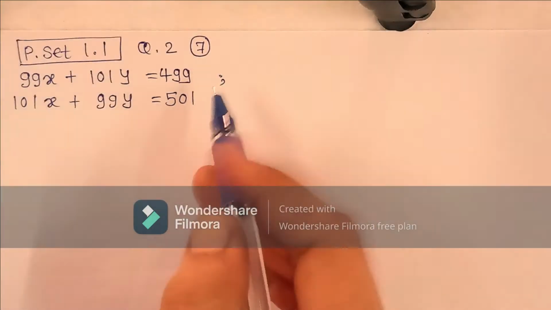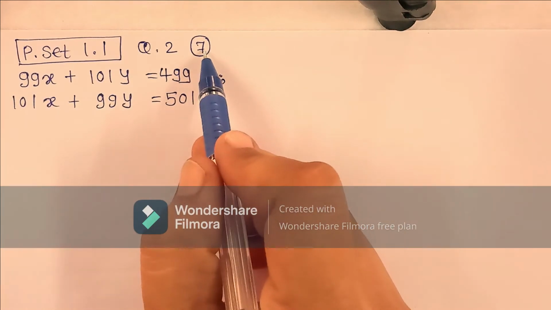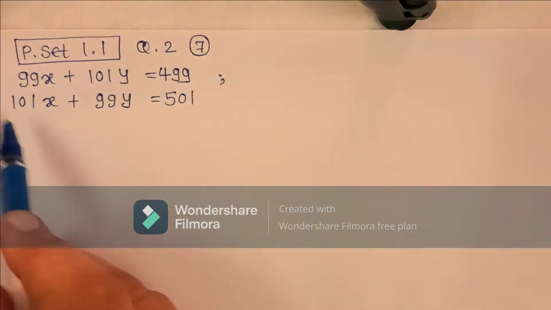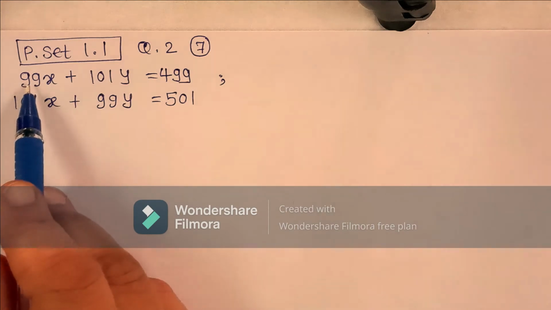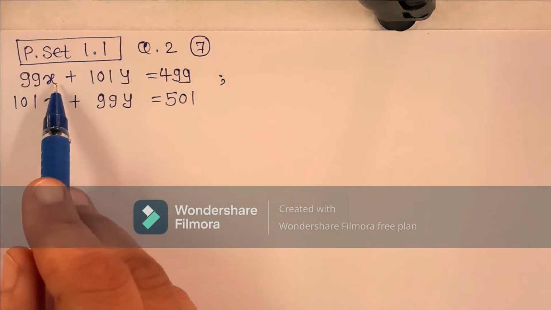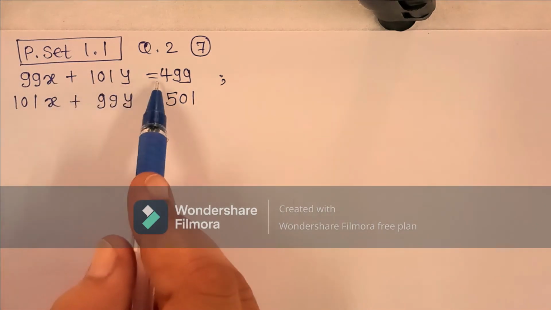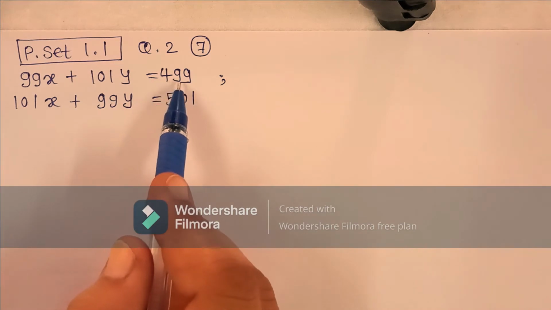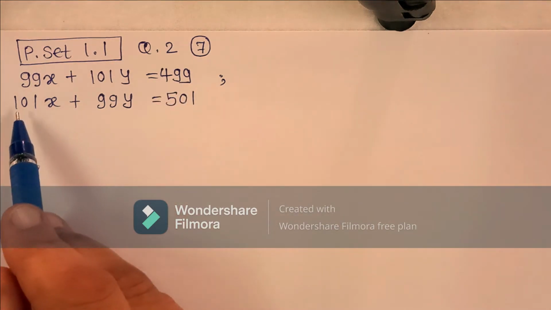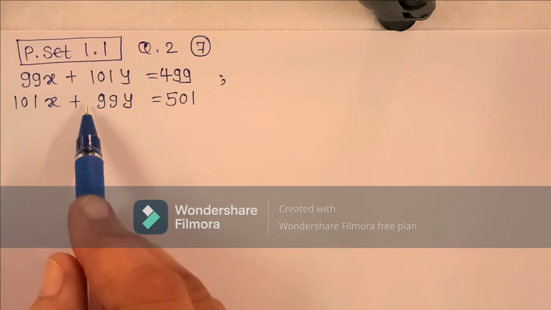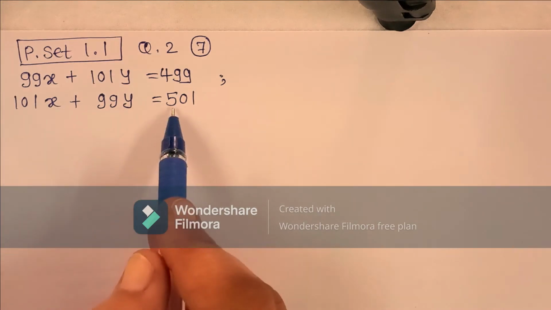Okay. Now we are going to solve example number 7. Here two linear equations are given. 99x plus 101y is equal to 499. And second is 101x plus 99y is equal to 501.